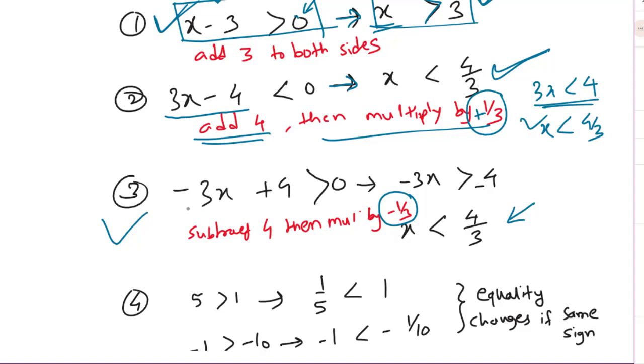So here what we are saying is minus 3x plus 4 is greater than 0. We can write this as minus 3x is greater than minus 4 by subtracting 4 from both sides. And now what we are doing here is that we are multiplying by minus 1 upon 3. Since we are multiplying both sides by a negative number, the inequality sign is changing.